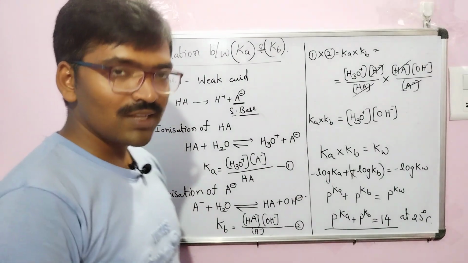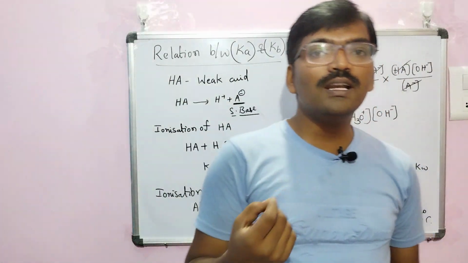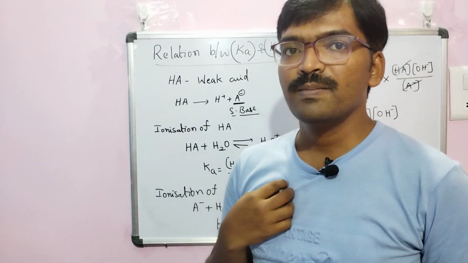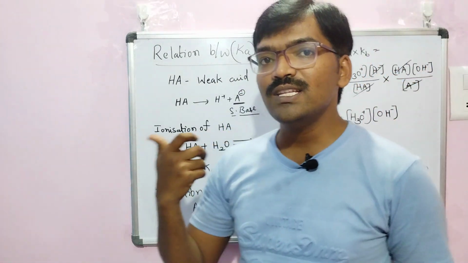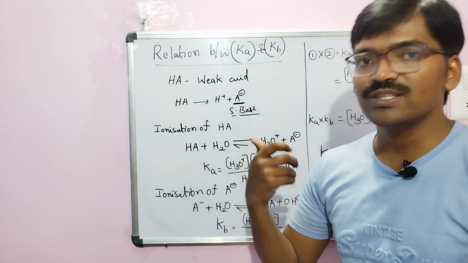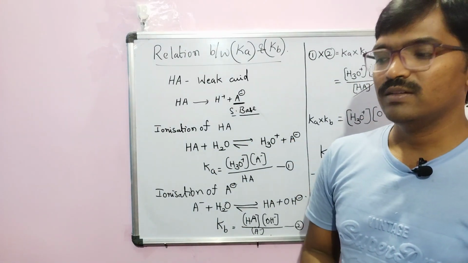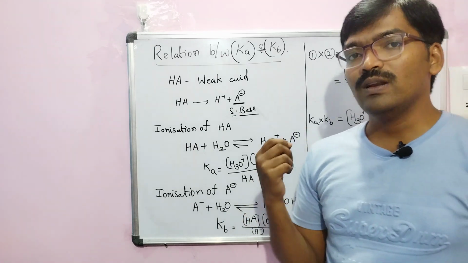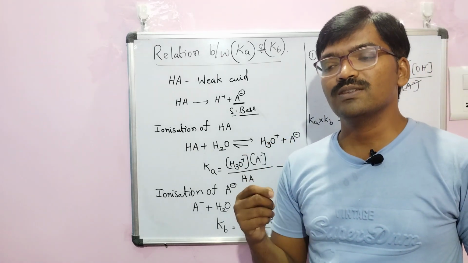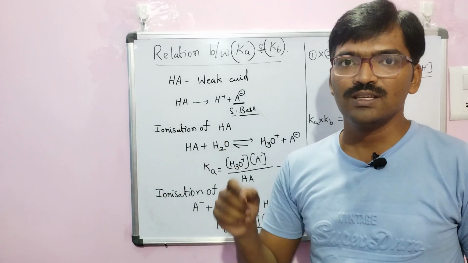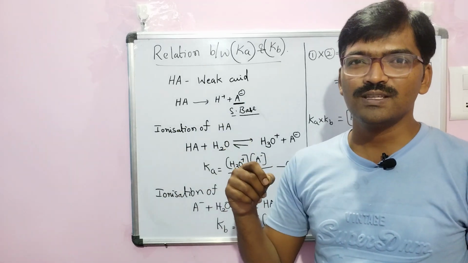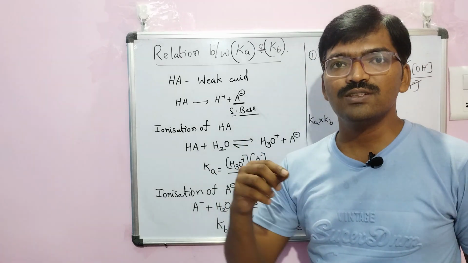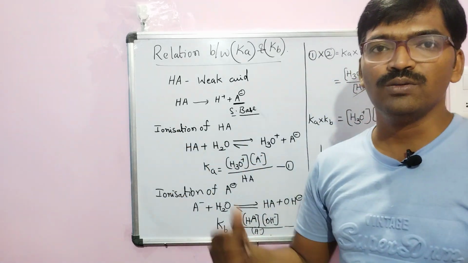I hope you understood how to calculate the pH for weak acids and weak bases, and the relation between the ionization constant of a weak acid and a weak base. In the next video we will discuss the calculations based on pH for weak acids, weak bases, strong acids, strong bases, then mixtures of strong acids and mixtures of weak acids. Thank you.